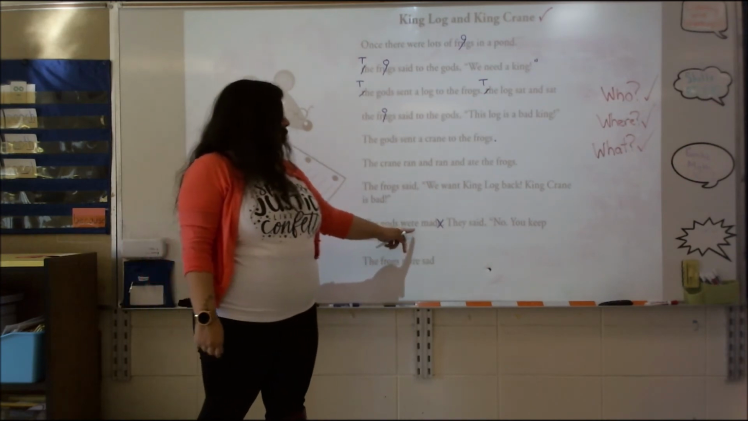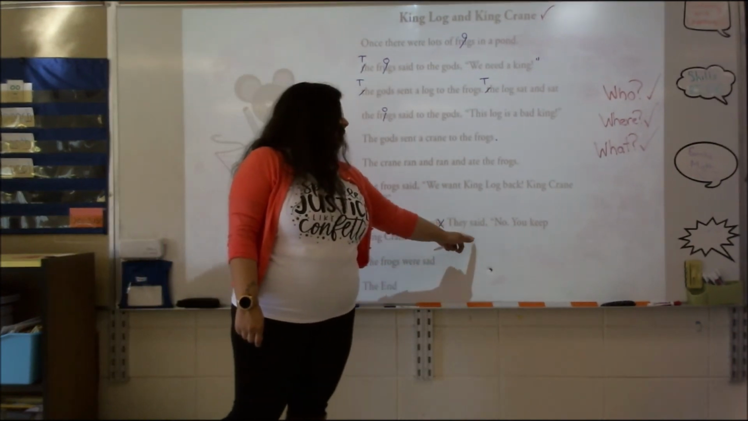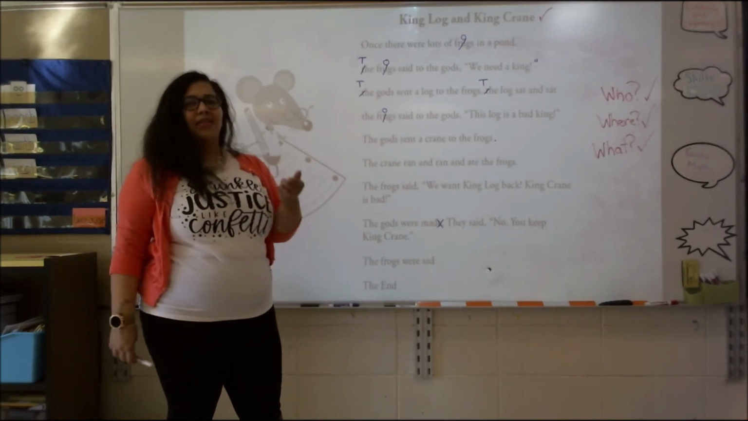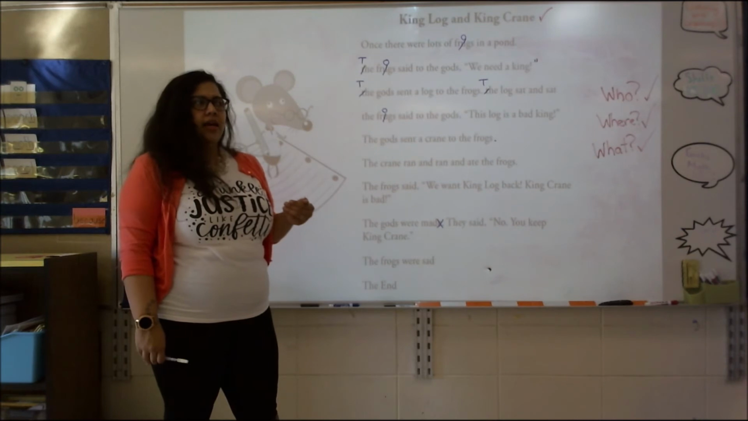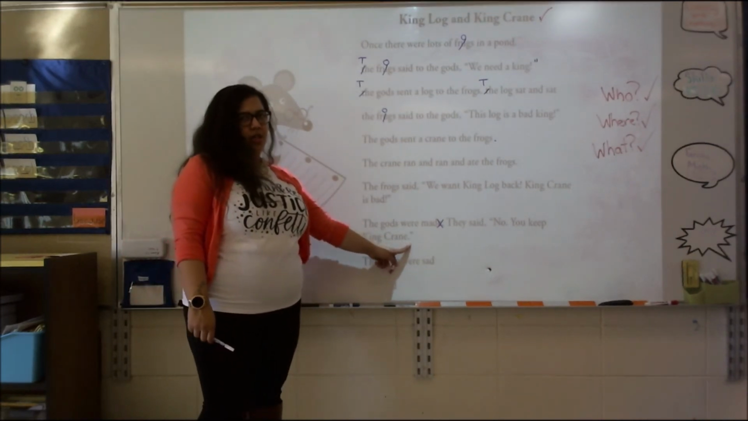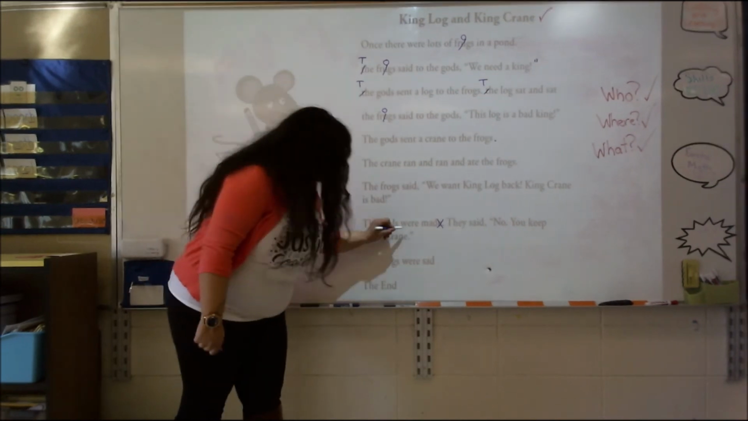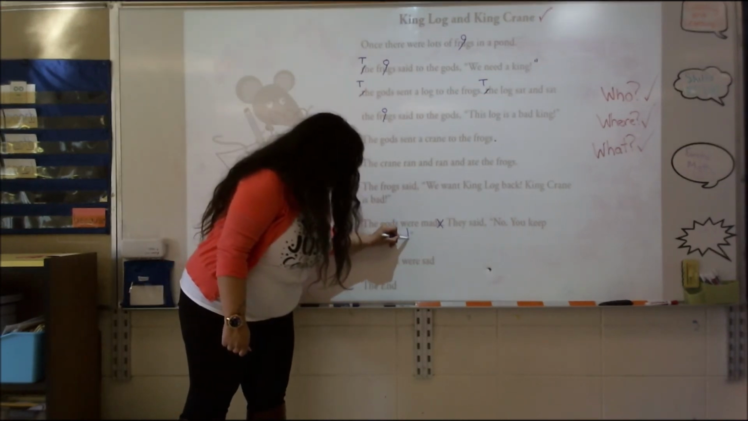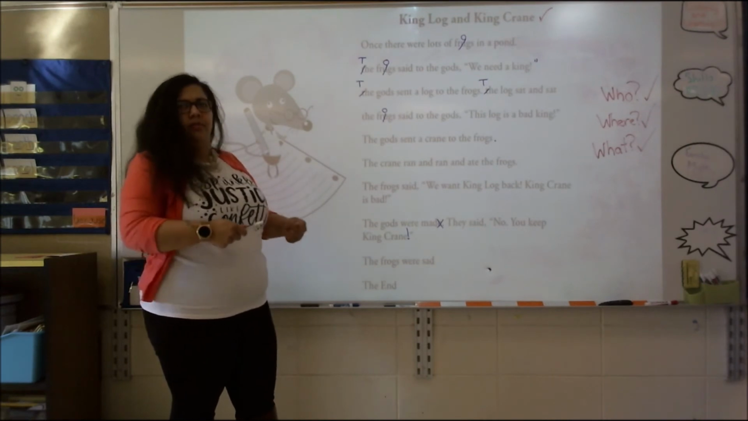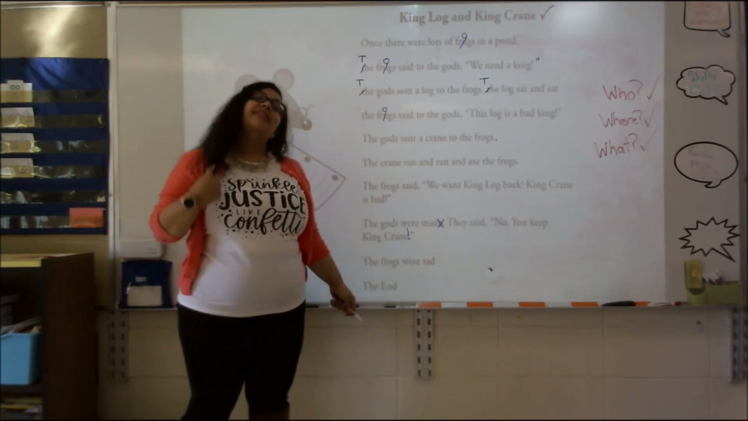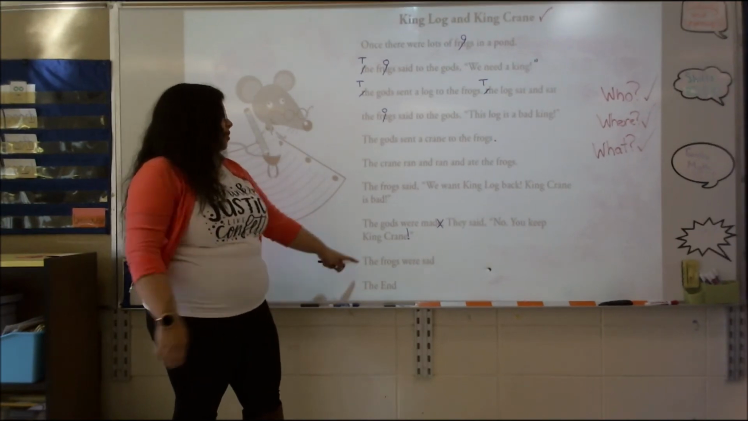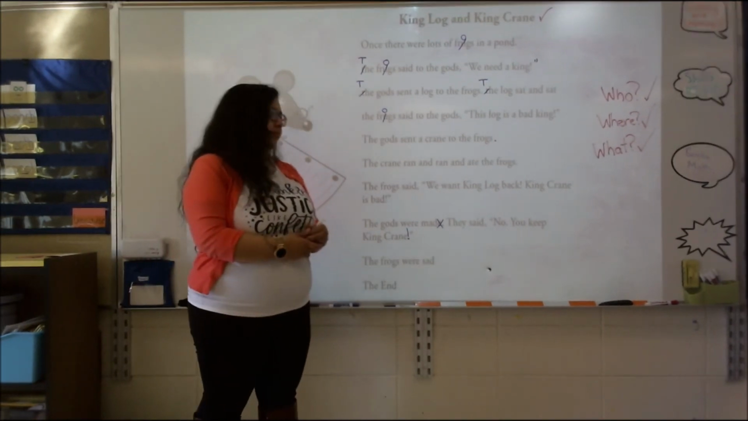The gods were mad. They said, no, you keep King Crane. Now listen to how I read that. No, you keep King Crane. Did Mr. Mouse put the right ending punctuation here? The gods are mad. That is said with feeling, with excitement, with the not happy excitement, and it should end with an exclamation point. Good job. No, you keep King Crane! The frogs were sad.